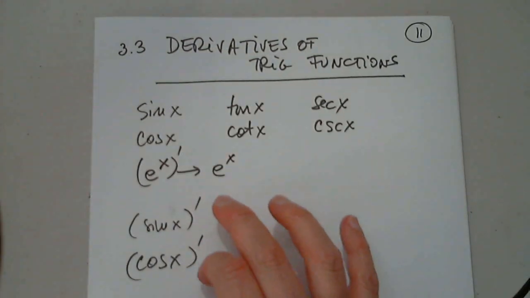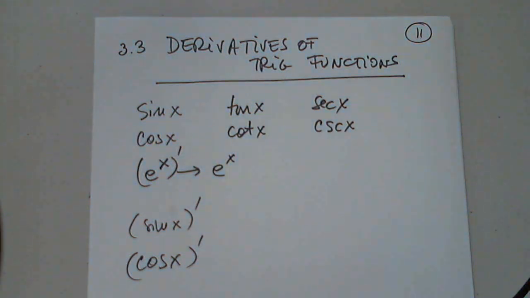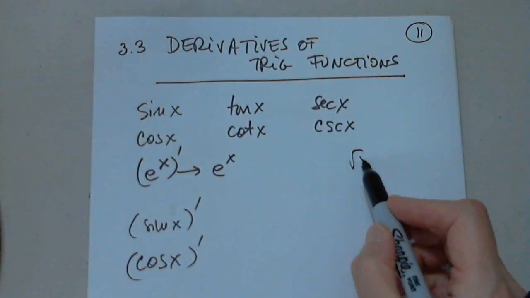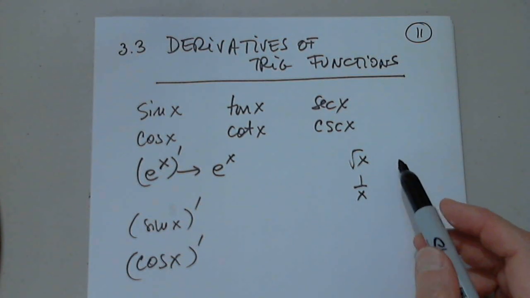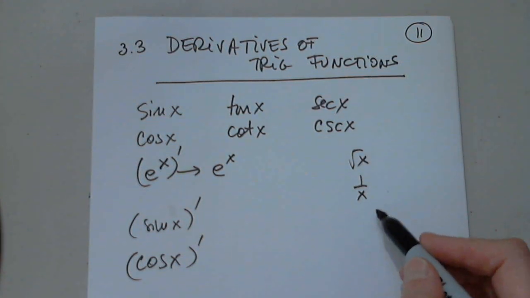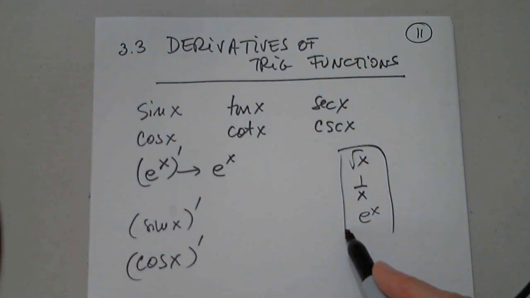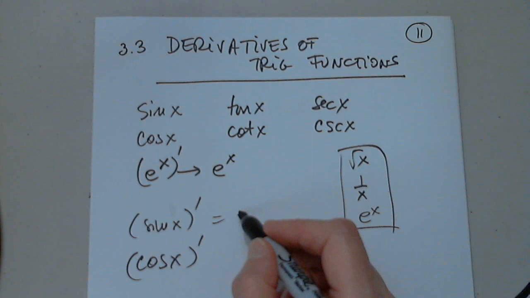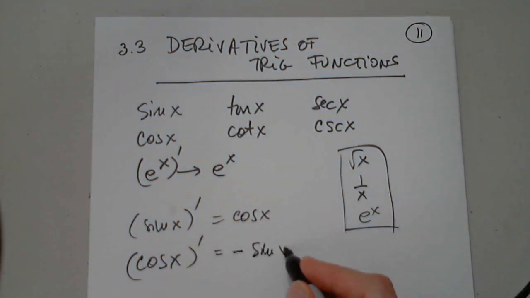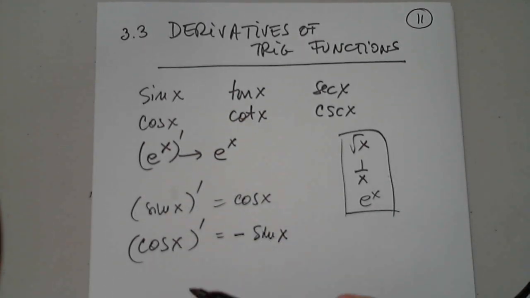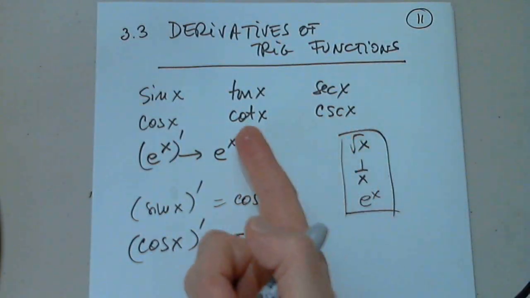And again, all these derivatives for these 6 trig functions have to be added to the derivatives of the square root of x, the derivative of 1 over x, and the derivative of e to the x. Well, sine prime is cosine x, but cosine prime is negative sine x.